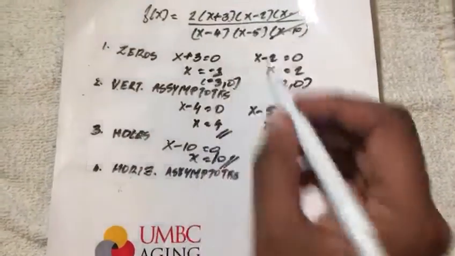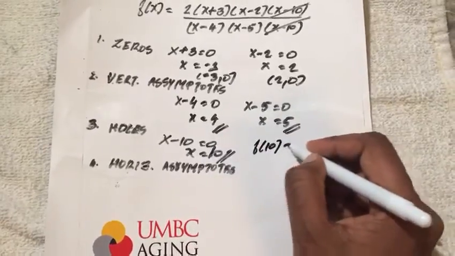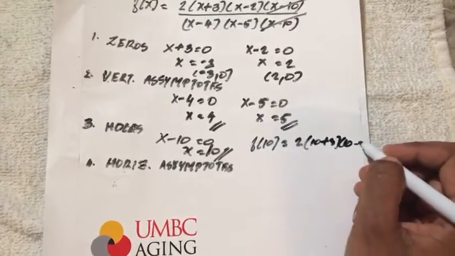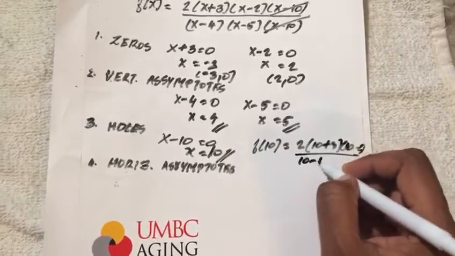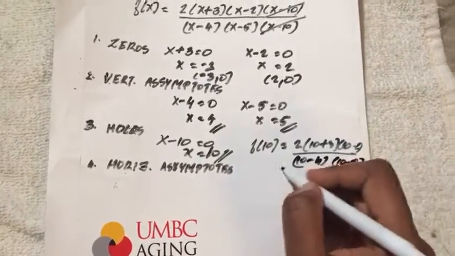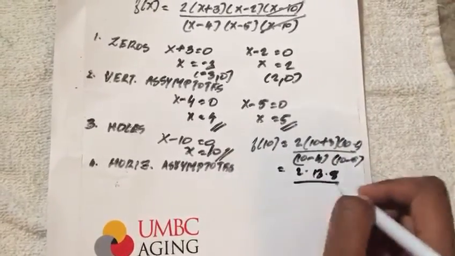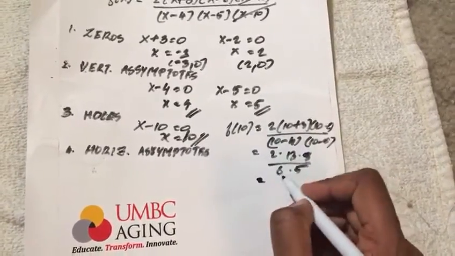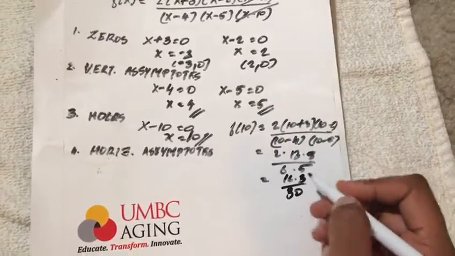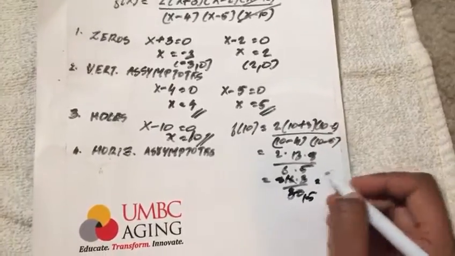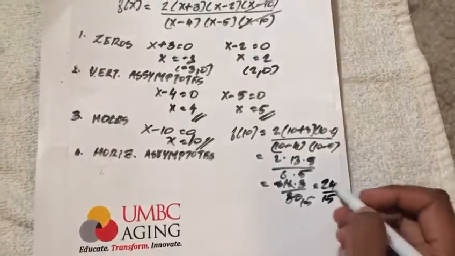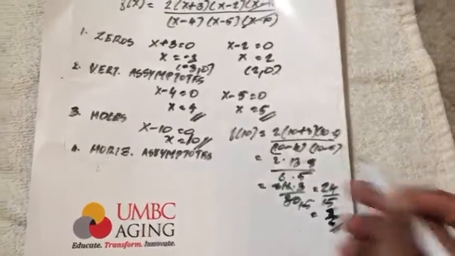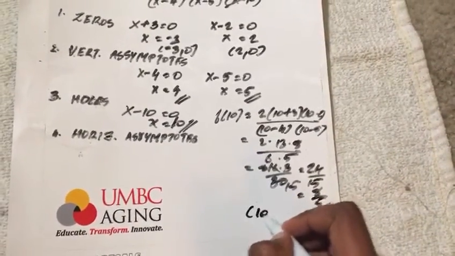If you want the y coordinate, you have to plug that back into the function. So let's find f(10). You get 2 times (10 + 3)(10 − 2) divided by (10 − 4)(10 − 5). So that is 2 times 13 times 8 divided by 6 times 5, which is 16 times 13 divided by 30. That is 8 times 13 over 15, so 104 over 15... so our hole is at (10, 8/5).